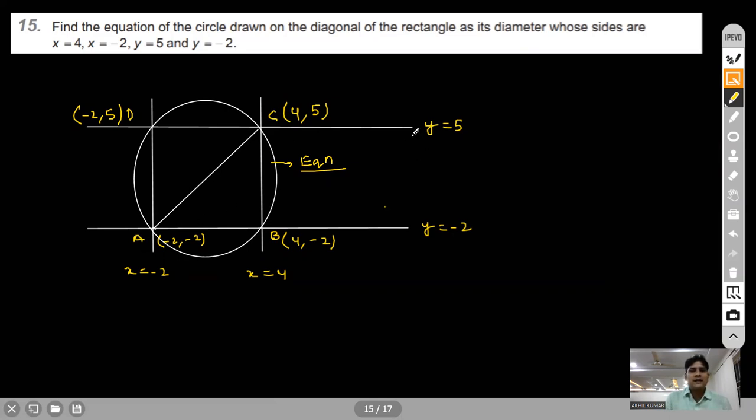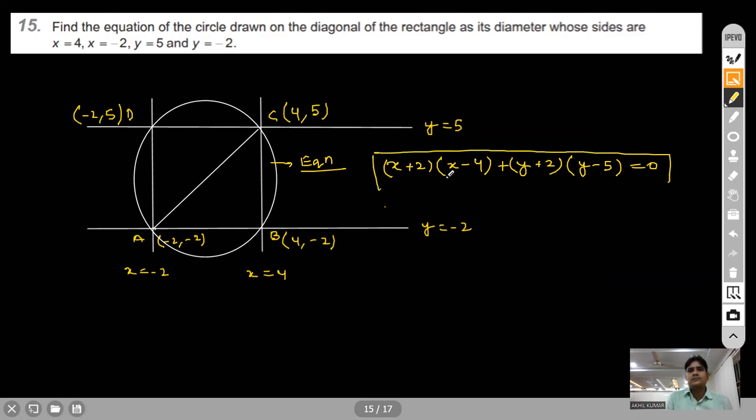So we can write it as x minus x1, means x plus 2, x minus x1, x minus x2, plus y minus y1. That will also become y plus 2 and y minus y2, y minus 5 is equal to 0. This will be the equation of the circle.